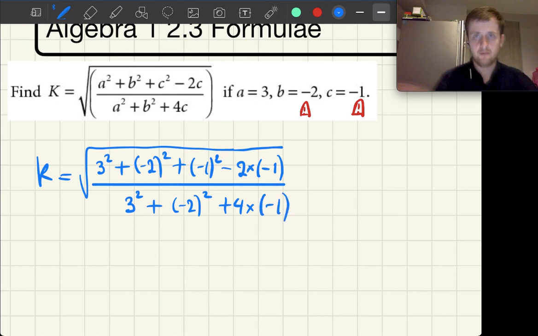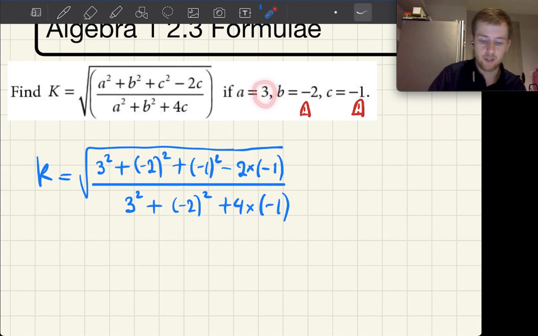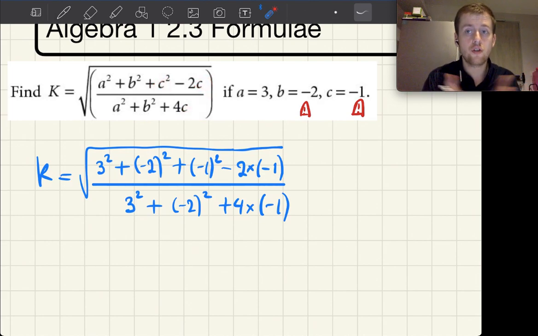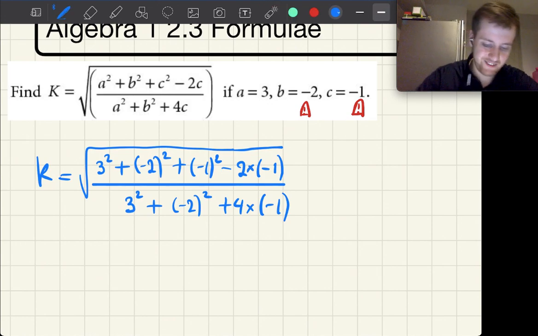You probably noticed all we do is we just replace the values, right? So a equals 3, then we replace a with 3 here and here, right? b equals -2, so we replace b with -2. c equals -1, so we replace all the c's with -1, and then just pay attention, make sure you don't mess up the signs. Not much. All right, so let's finish this.